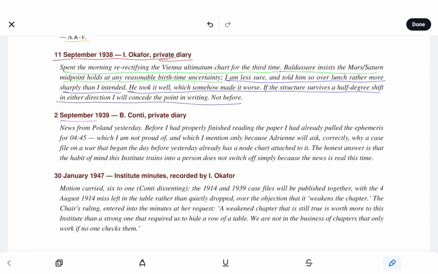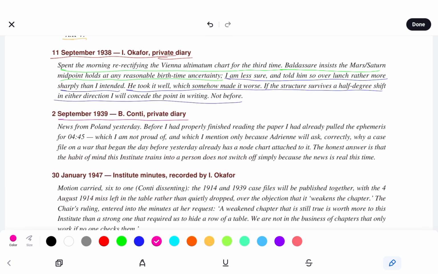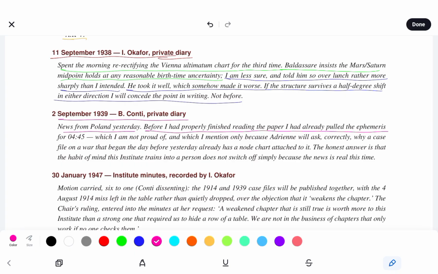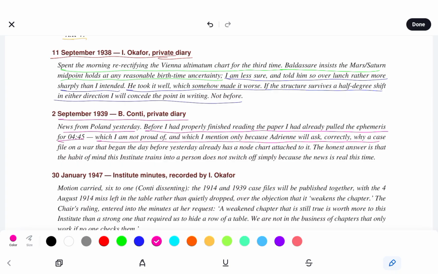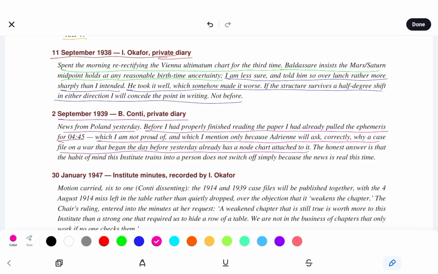September 1939, Visconti, private diary. Some news from Poland yesterday. Before I had properly finished reading the paper, I had already pulled the ephemeris for 4:45, which I am not proud of and which I mention only because Adrian will ask, correctly, why a case file on a war that began the day before yesterday already has a node chart attached to it. The honest answer is that the habit of mind this institute trains into a person does not switch off simply because the news is real this time.